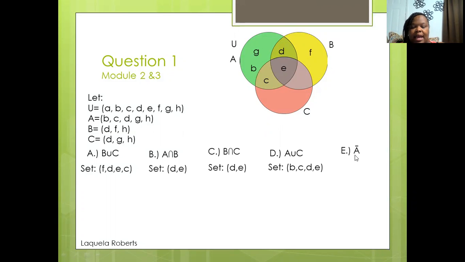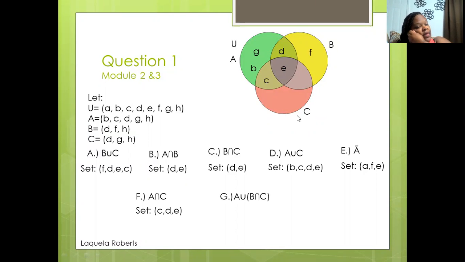And E has the A with the line, and that's going to give us A, F, and E. F, that set with A and C, is going to give us C, D, and E. And as you see, A and U, and then in parentheses, the B, the upside down U, and the C. So that's going to give us B, C, D, E, and G.